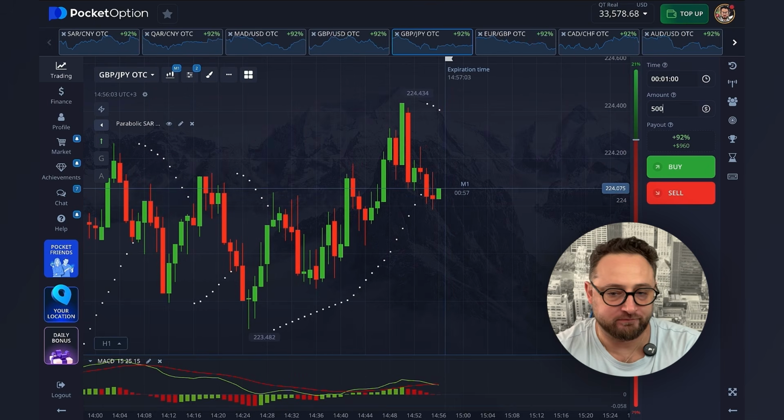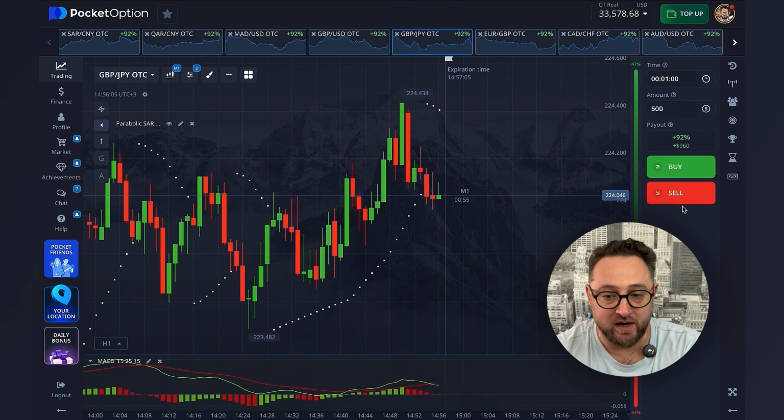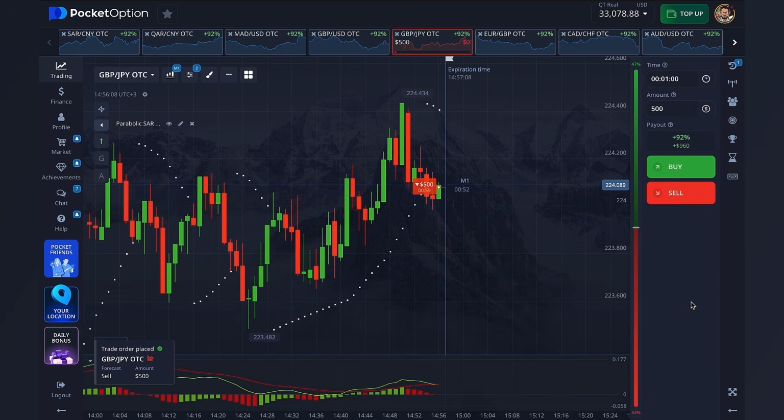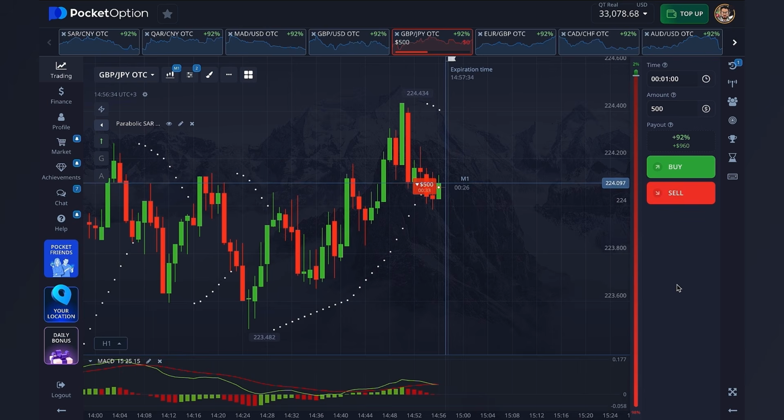I'm confident, opening 500 on another crossover confirmation. The candle wavers, but we will end up in profit as I see. But let's wait, it's 1 minute trading, you know.